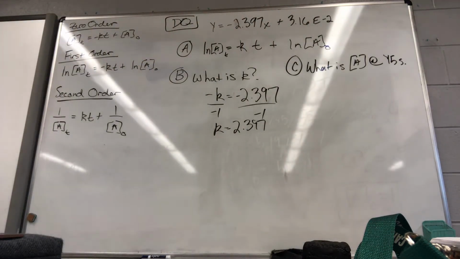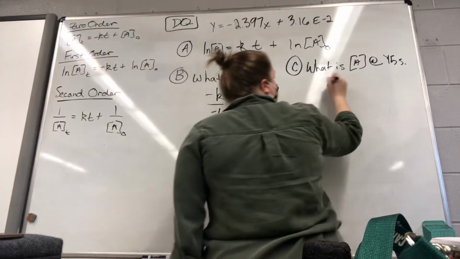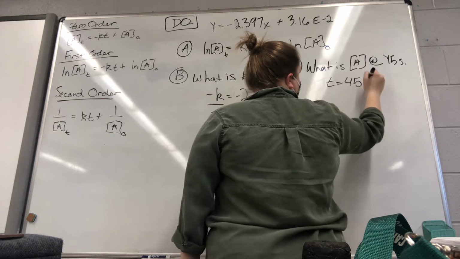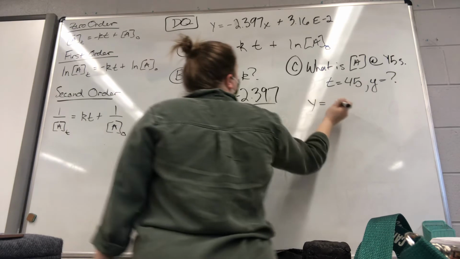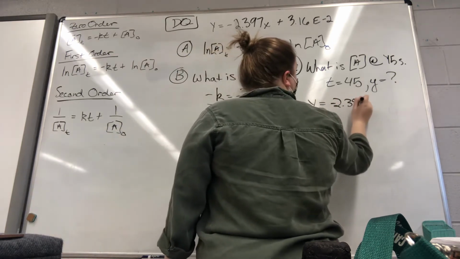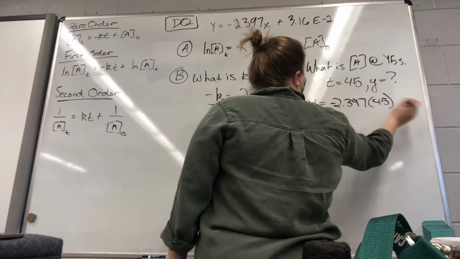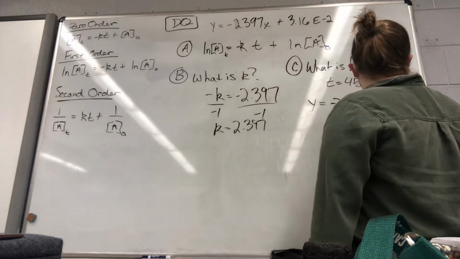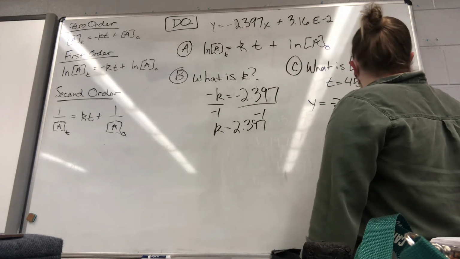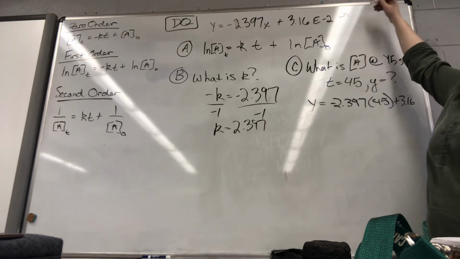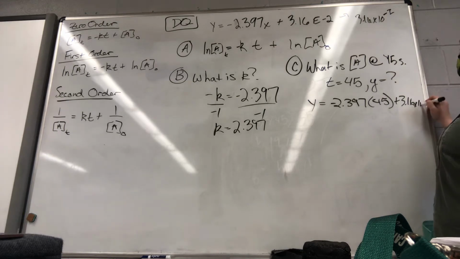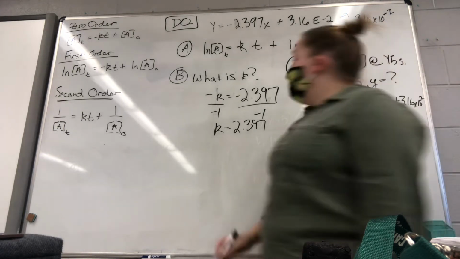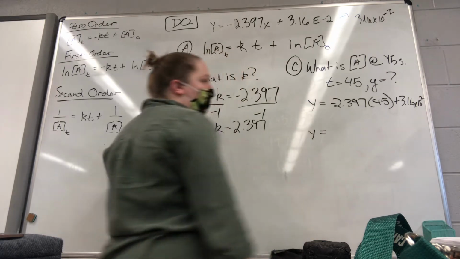Time is always on the X. I'm going to plug in 45 for T. And Y is the thing I'm going to solve for. Do we all understand that this is scientific notation? So we're okay if I write that? Okay. When you did this, what did we get for Y?